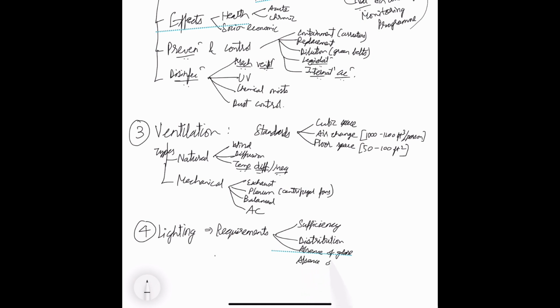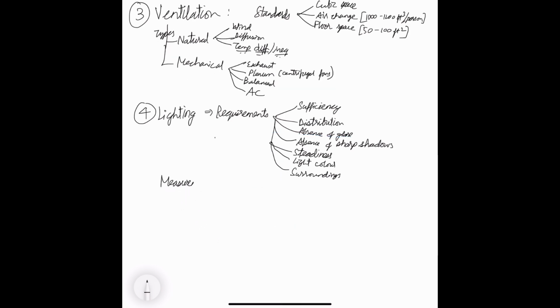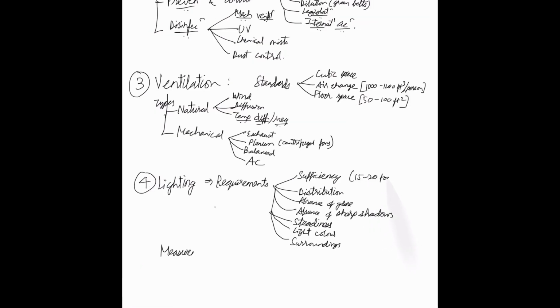Now in lighting, we have the requirements of lighting, which include sufficiency, distribution, absence of glare, absence of sharp shadows, steadiness, light color, and surroundings. Then the measurement of lighting. Before that, the very small requirements that you need to know. Sufficiency, 15 to 20 foot candles is the minimum requirement. And under surroundings, you have reflection factors, or that ceilings should reflect 80% of the light, walls 50 to 60%, and furniture 30 to 40%.